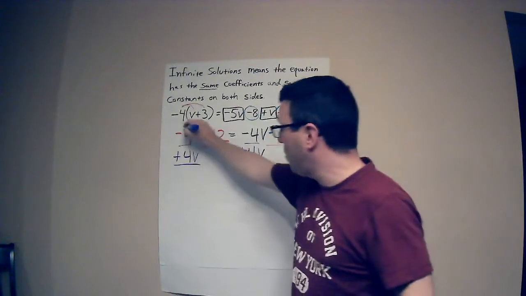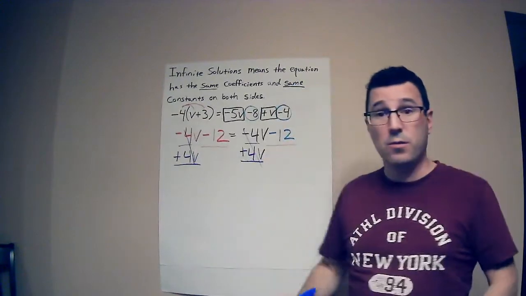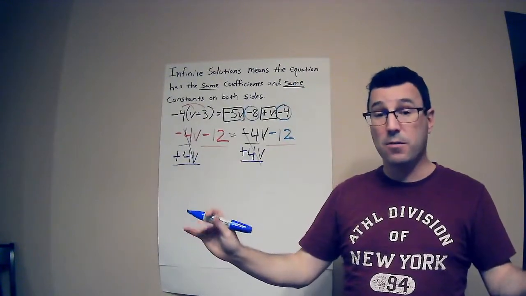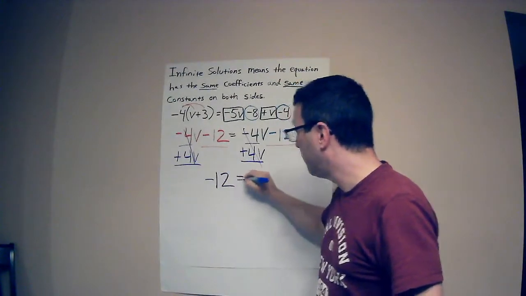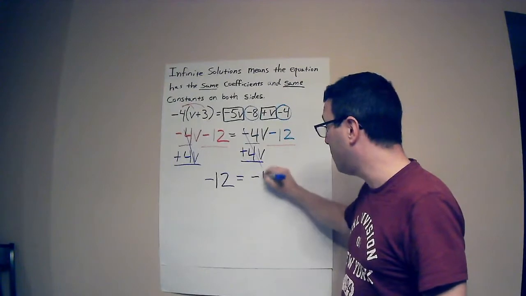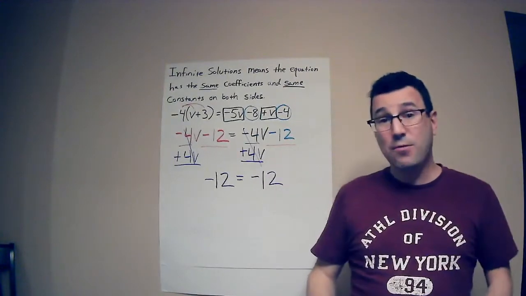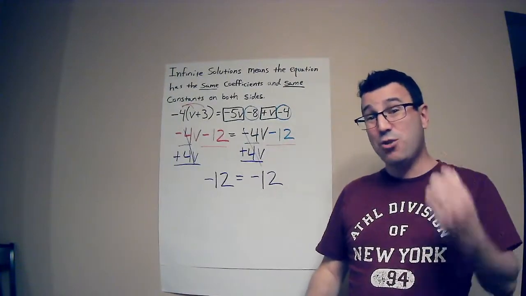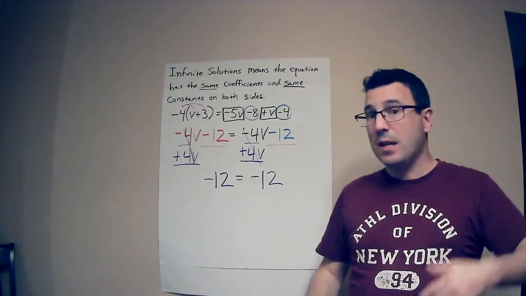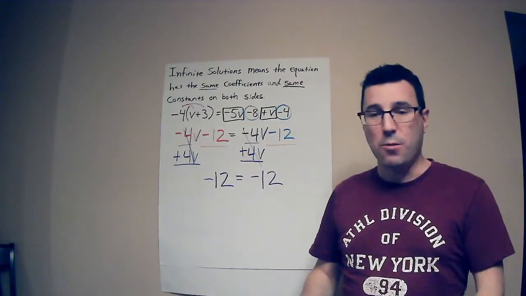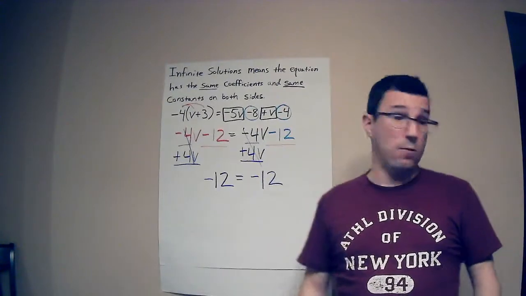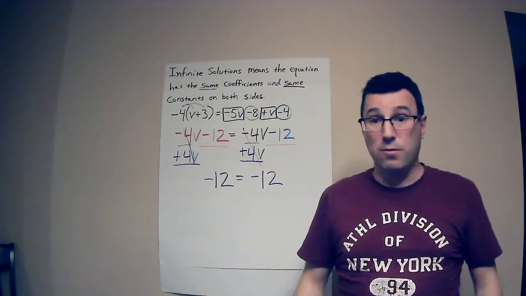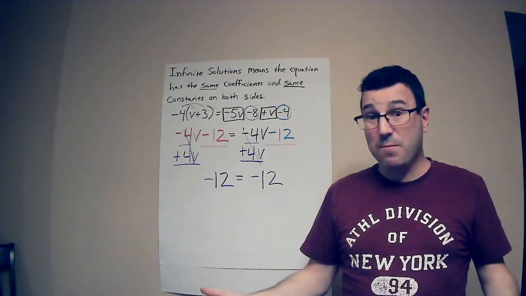And when that causes the variable to completely disappear, we're left with -12 equals -12. And that is a true statement all the time. -12 is always going to equal itself. There's never going to be any time where that -12 doesn't equal that -12. That's always going to be the same.